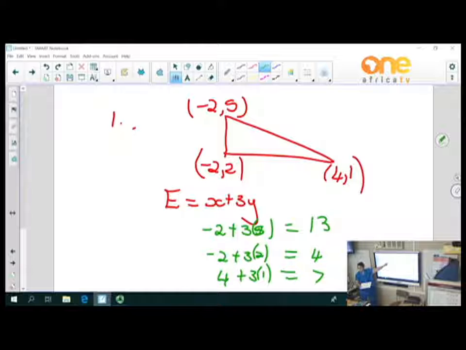Can you see? And then the second question at number C is now find the vertex where it is the least, and that is this one. This one will give you the least value. This one is giving you the greatest value. Okay, now we're going to do the same with number 2.